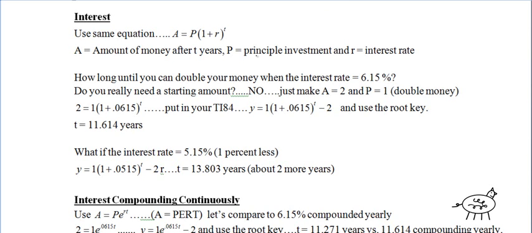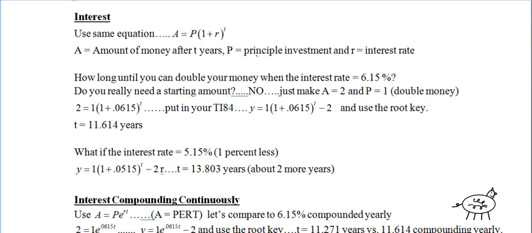Okay, so how long? Now this is a good question. How long until you can double your money when the interest rate is 6.15%? And some of you guys are saying, well, Mr. Curvis, I don't understand. How do you know what your initial amount is and your final amount if it's doubling your money? Well, I don't need to know that. You don't really need to know the starting amount. You just make A equal 2 and P equal to 1. You're doubling your money. Because when you double, I can make that $2,000 and $1,000.